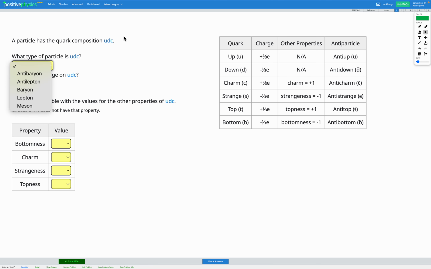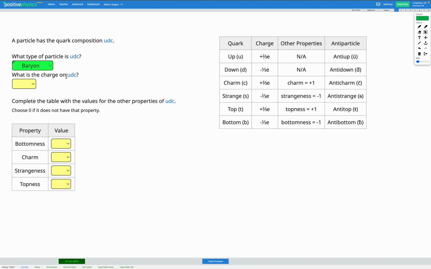Well, we know that particles made up of quarks are hadrons, and there are three types. There are baryons, which are made up of 3 quarks, antibaryons made up of 3 antiquarks, and mesons made up of 1 quark and 1 antiquark. So since this is made up of 3 quarks, up, down, and charm, this is going to be a baryon.